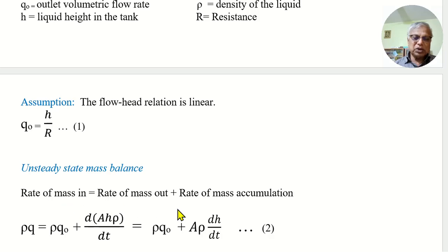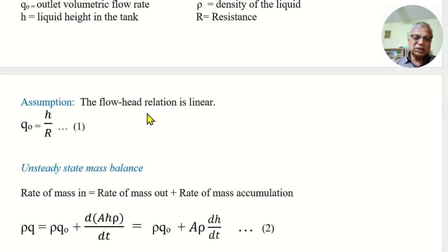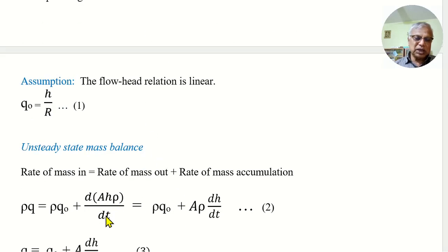Mass in equals mass out plus accumulation. So mass in is rho into Q. Rho is the density of the liquid. Q is the volumetric flow rate. So the mass flow rate is rho into Q at the inlet. At the outlet, it's the same, rho into Q naught. And accumulation is d by dt of the mass stored in the liquid in the tank at any time. The mass of the liquid stored in the tank at any time is volume into density. Volume is area into H. So the mass is area into H into rho, A H rho. So d by dt of A H rho.